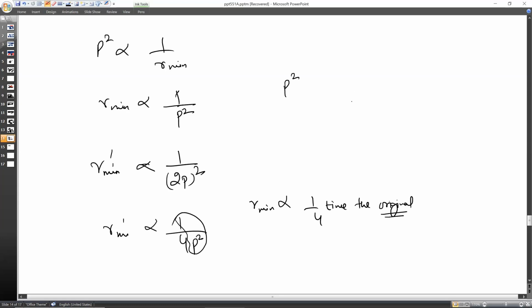In simple words, if you double your momentum, then the alpha particle will come 4 times closer to the nucleus. The distance will become 1/4 of the original. So if first it reaches a distance of, let's say, 4 nanometer, then after doubling its momentum it will become 1/4, meaning it will reach a distance of 1 nanometer. Got it? So this is the question.